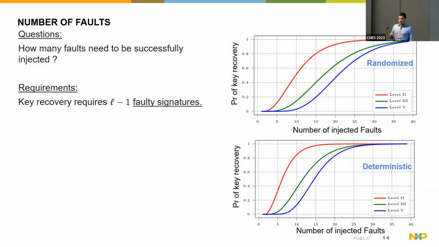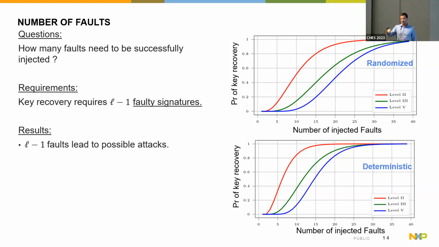What we can see is already that deterministic Dilithium requires fewer faults than randomized Dilithium. Something we also notice from here is that as soon as you insert L-1 faults, there is a chance that all the faults you inserted will give you the faulty signature that you can exploit to mount the reduction. And that's here.